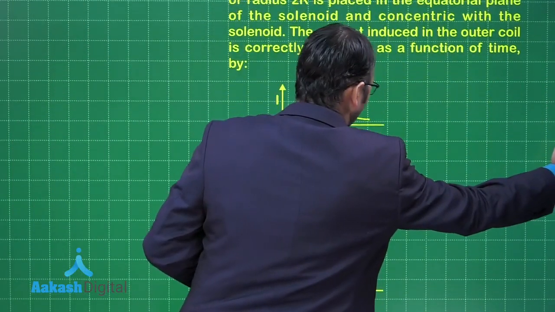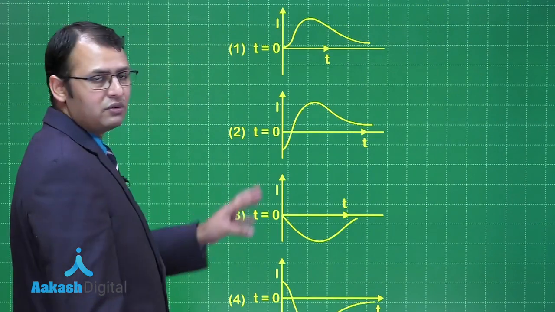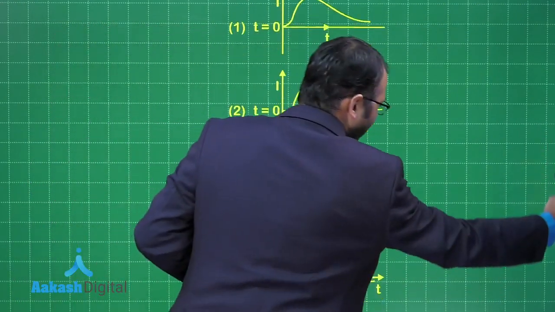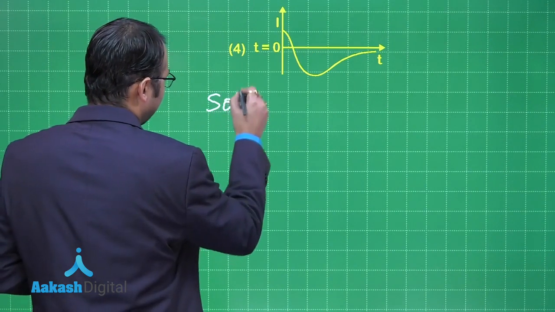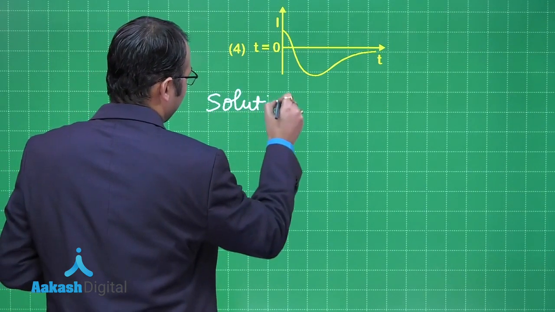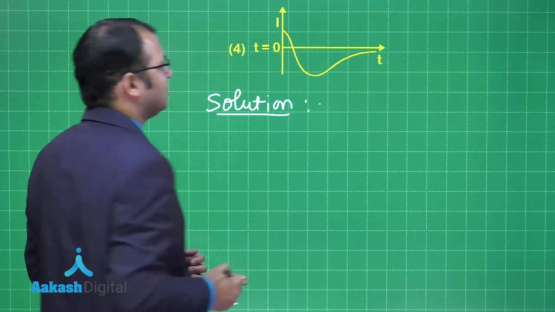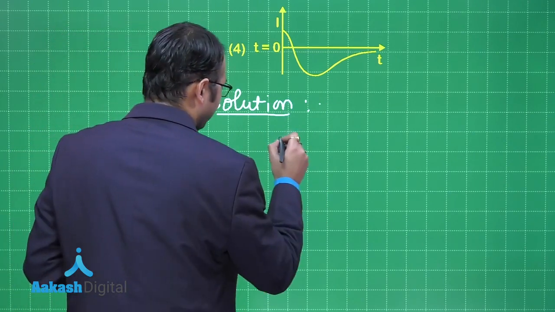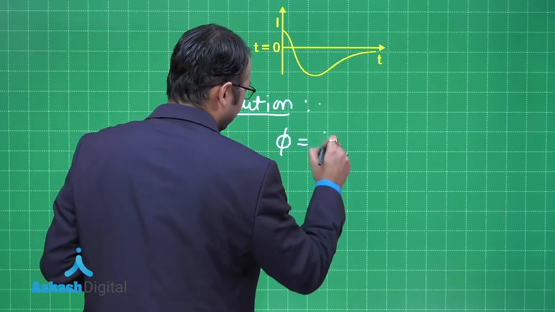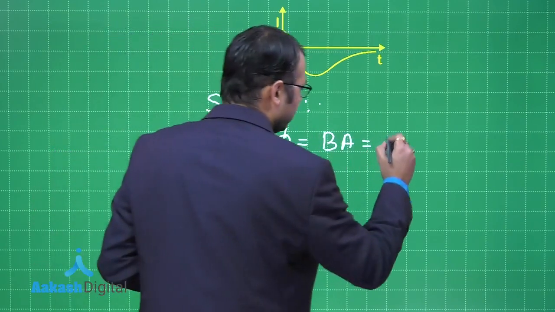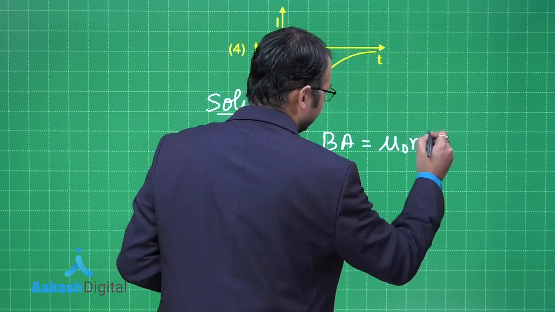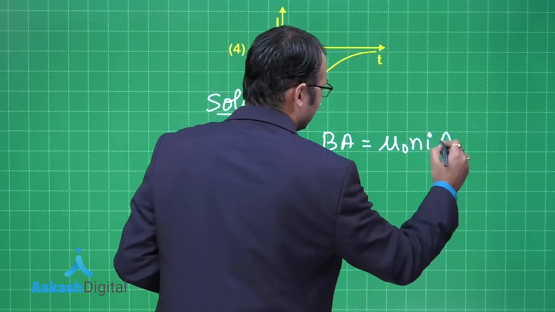Now this is a bit of a complex question with various graphs. What we want here is a relation between current and time so that we can understand what should be the answer here, right? So first of all, what is the flux? That will be equal to B into A. What is the magnetic field inside the solenoid? Mu naught N I, right, into the area of the coil.